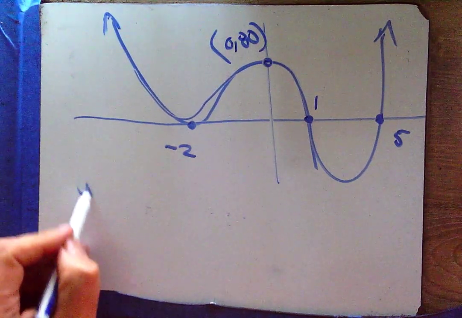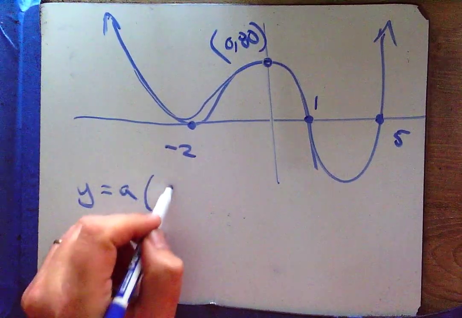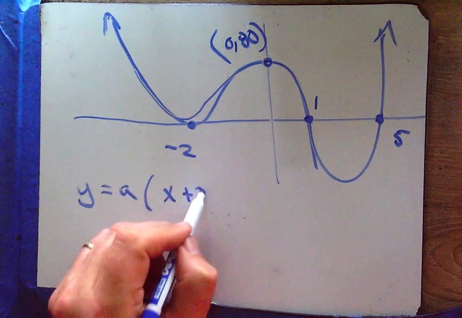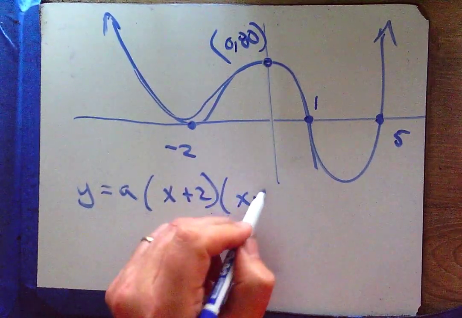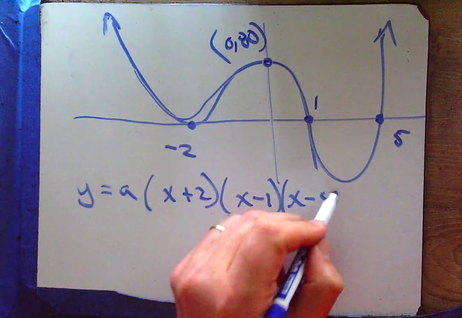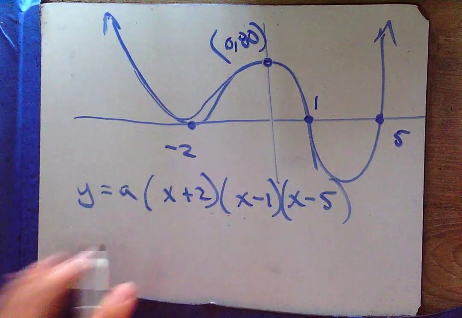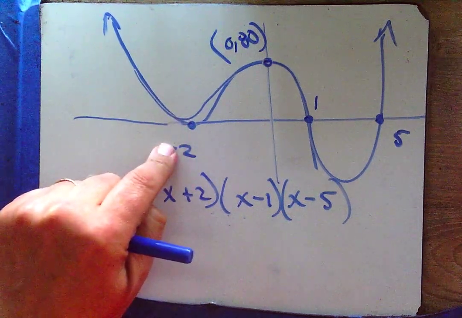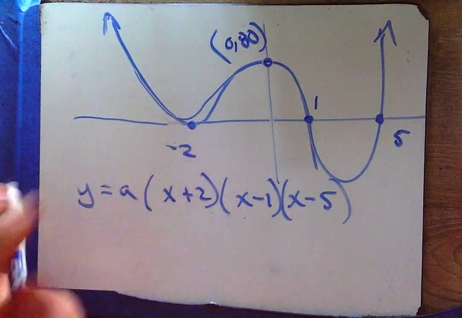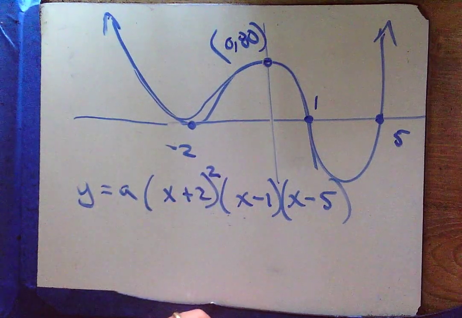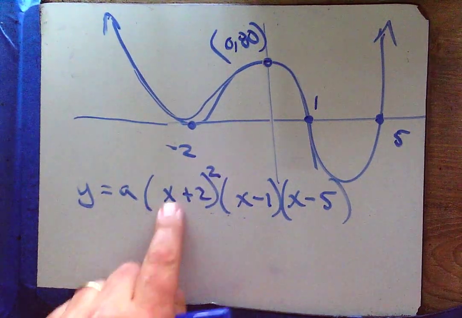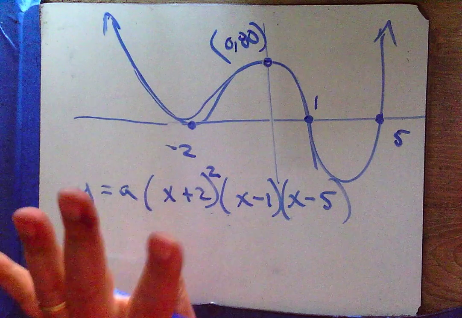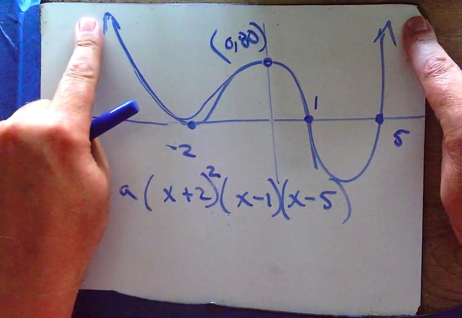All right, did you start by saying y equals a, x minus negative 2, x minus 1, and x minus 5? Because that's how I started. But then I looked over here, and what do I see at x equals negative 2? It's not a wiggle, it's a bounce. And that means I need a multiplicity of 2 here. So now I have x squared times x, that's x to the 4th. Good, both ends go up.